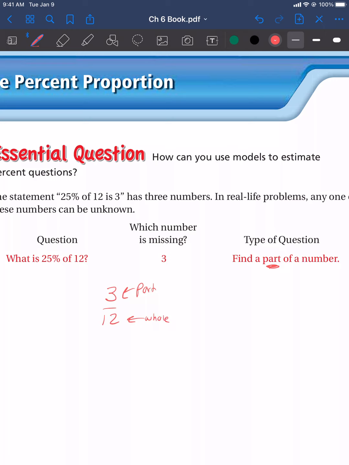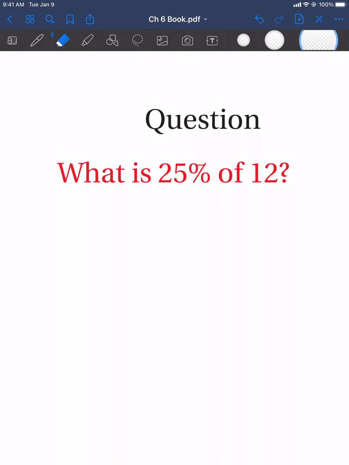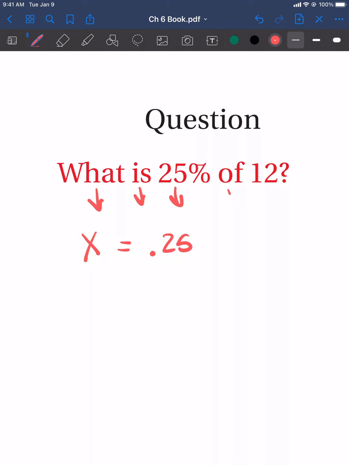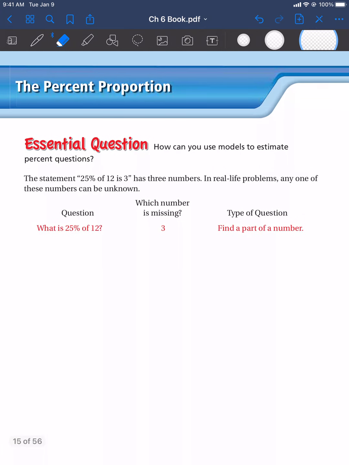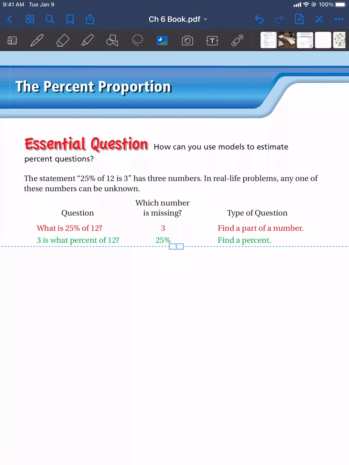If it says what is, I'm asking what, x can be what. You get rid of all this stuff. What is 25% of 12? What can be an x, unknown. Is an equal sign. 25%, we change that to decimals. Of means times. And then 12. If I were to take 0.25 and times it by 12, guess what I get? 3. Okay, let's do another one. The more we do, the more it'll make sense. Next question.